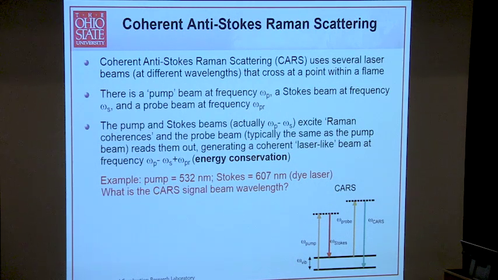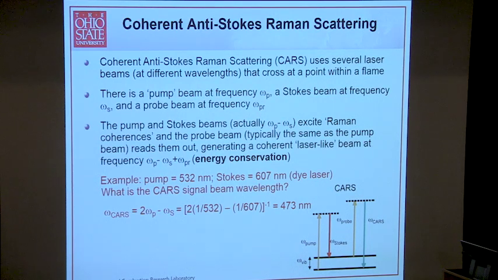What is our CARS signal beam going to be? Well, like I said, our pump and probe are the same. They don't have to be, but this makes it a very simple calculation. So we have 2 times the frequency. We've gotten rid of the constants here, 1 over 532 and 1 over 607. But the CARS process will generate a 473 nanometer beam. So the first thing we see, if we do this right, is we're going to get a wavelength out.